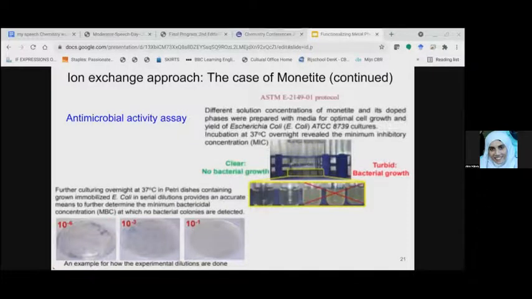The most interesting investigation nowadays is to determine the antimicrobial activity of the synthesized phases. And for this, I used a standard protocol to determine the minimum inhibitory concentration, which is the minimum concentration required to have an inhibition in microbial growth, and the minimum bactericidal concentration, which is the minimum concentration needed to completely destroy any microbial growth.